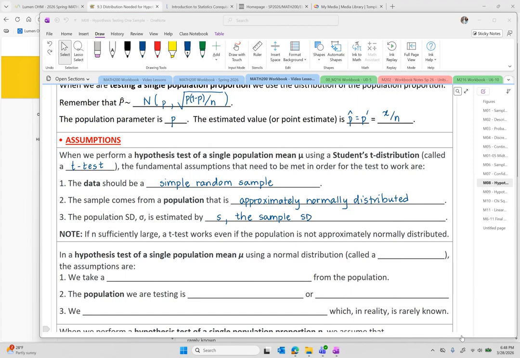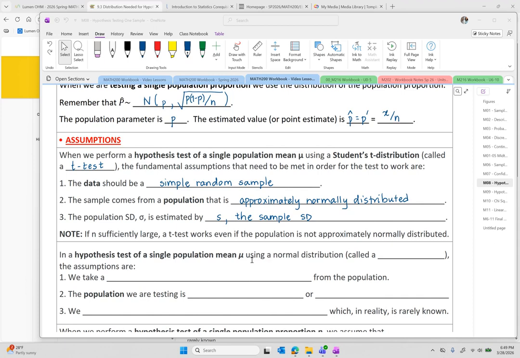Now, if your sample size is sufficiently large, a t-test works even if the population is not approximately normally distributed, because the larger your sample size, the more approximately normal the distribution of the sample mean will be.